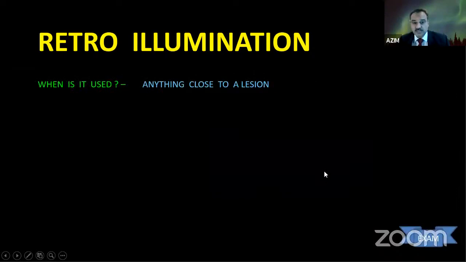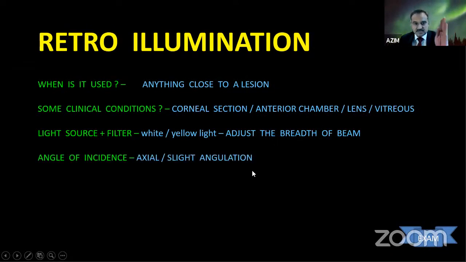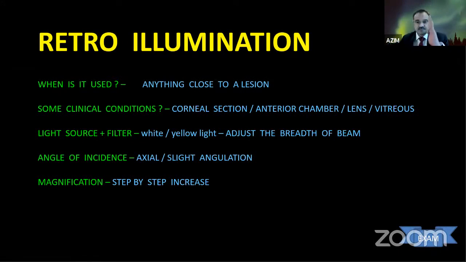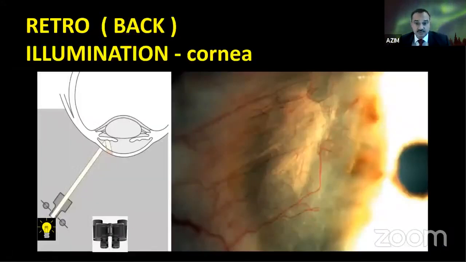So what does it do? Anything close to a lesion, corneal section, you adjust the breadth of the beam, slight angulation or usually axial, and you have to increase the magnification if required step by step. And it can get uncomfortable because the light is going to go all the way into the retina. So for example here, this is how retro illumination looks like. You can see in the background of the iris, you can see the nice, beautiful blood vessels.